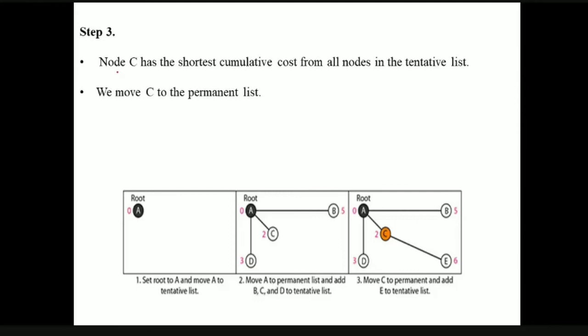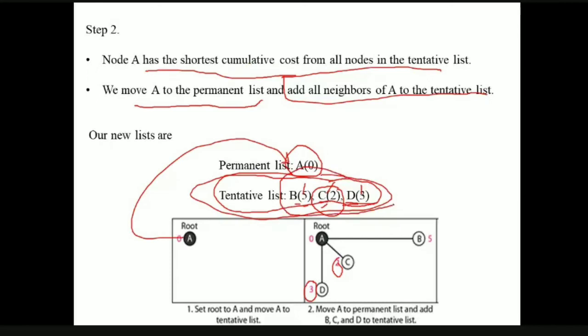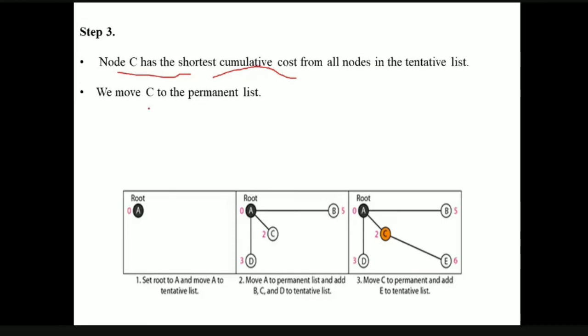So node C has the shortest cumulative cost from all nodes in the tentative list. Among all the nodes in the tentative list, C has the shortest cumulative cost. So what will we do? We move this C to the permanent list. Finally, among all D, C, and B, we have C with the shortest cumulative cost, right? So now we move this node C to the permanent list.